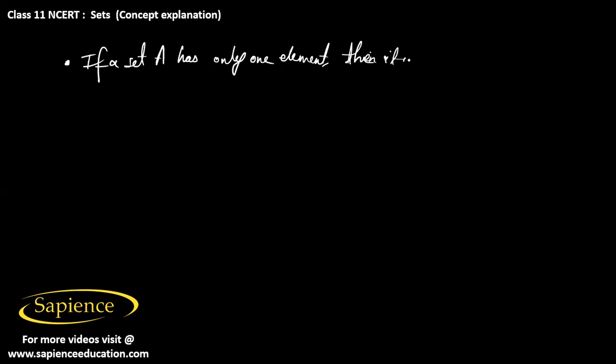There is one rule that if a set A has only one element, then it is called a singleton set. For example, if I take the set {3}, this is a singleton set.